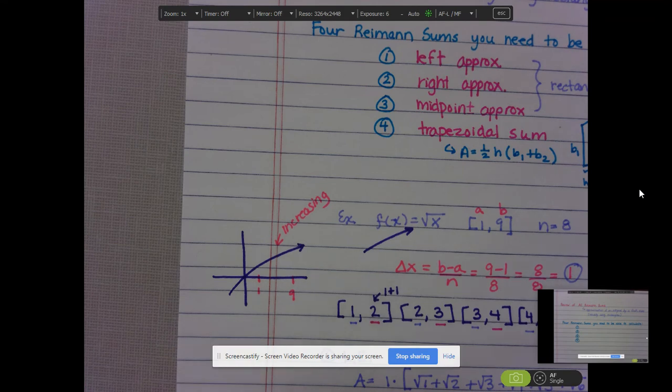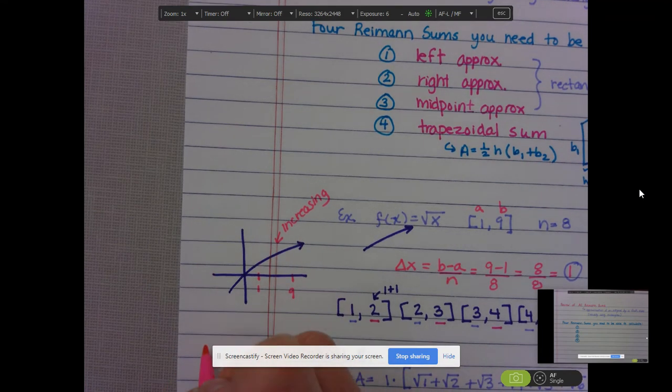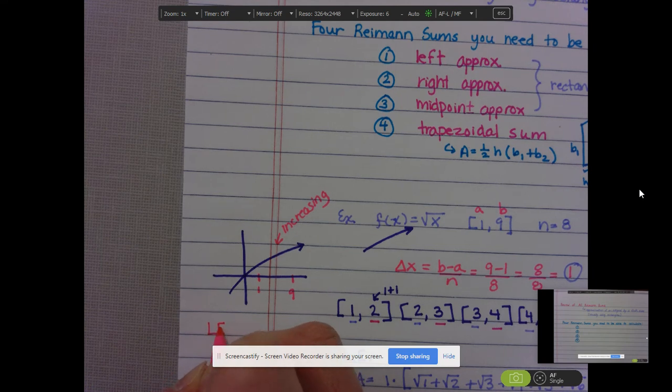Okay, so notice your function is increasing. If you have an increasing curve, your left endpoint will always be an underestimate, and your right endpoint will always be an overestimate.